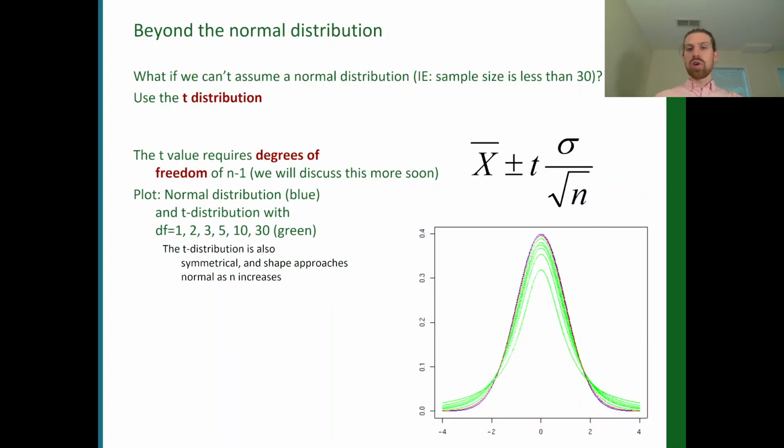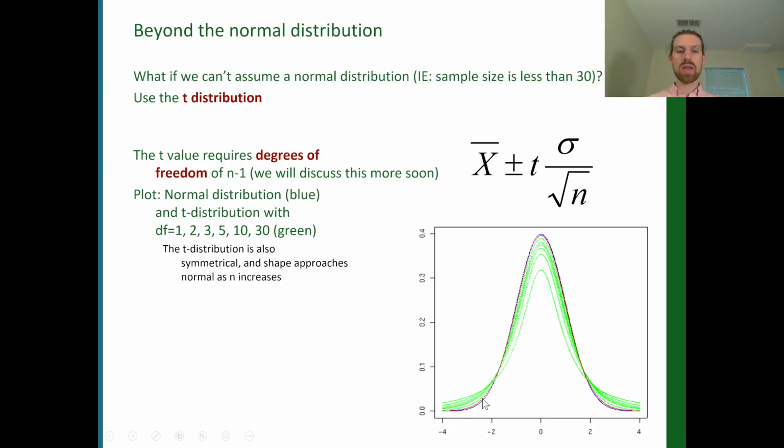So what happens if we've got fewer samples and therefore we may not be able to use the normal distribution? Okay, so let's just say that the sample size is less than 30. Let's say it's 5 or 10. Then we're going to basically have to use the t-distribution, not the normal distribution. And this gives you an example here of the differences.